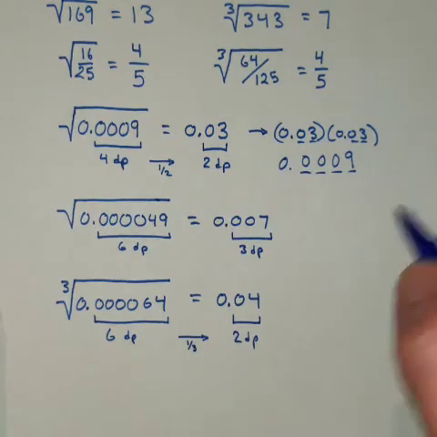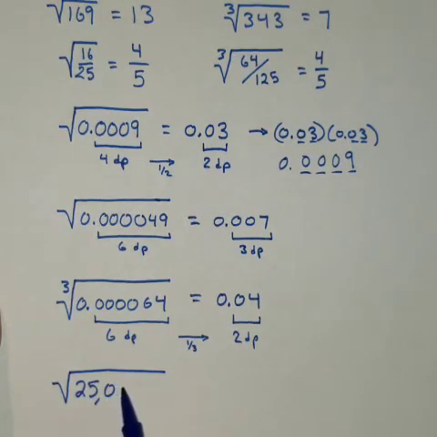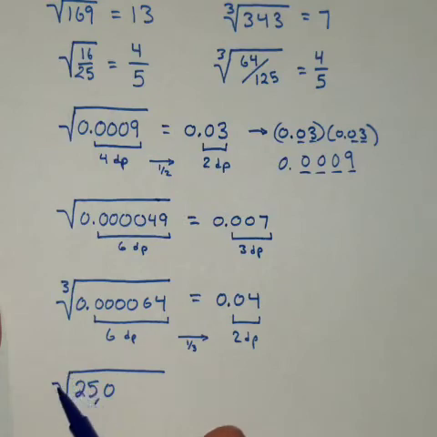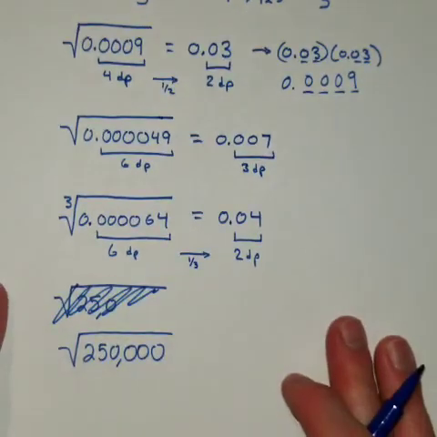All right. Now, you can also do roots of larger numbers. Things like 250. Oh, I just put the comma in the wrong spot. That's awesome. I can't do 25,000. Well, let's just scribble that out and do a different problem. Just wrote it wrong. Let's do 250,000. That'll work better.